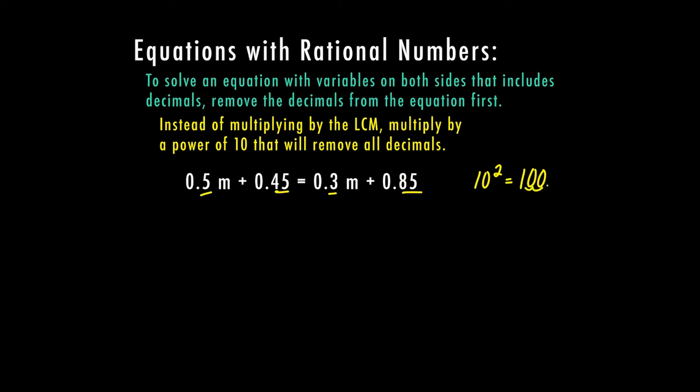So this 5/10 is going to turn into 50, don't forget your m, plus 45 hundredths turns into 45. 3/10 becomes 30, make sure you keep your m, plus 85 hundredths becomes 85. So now I have eliminated my decimals. I do have a little bit larger numbers, but that's okay.